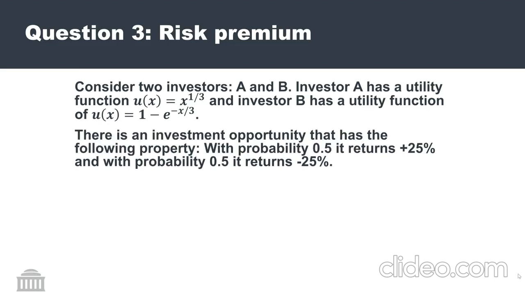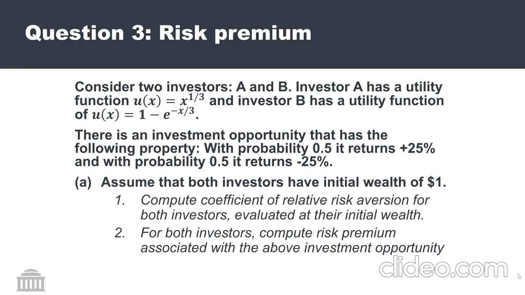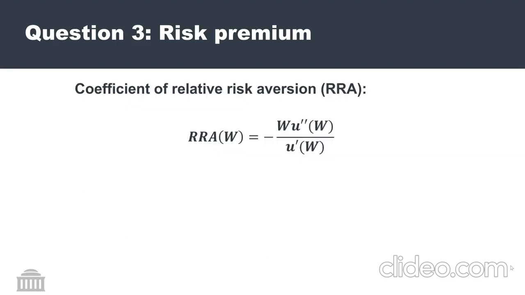There is an investment opportunity that with probability 0.5 returns positive 25%, and with the remaining probability 0.5 returns negative 25%. We will start by assuming that both of these investors have initial wealth of $1. First, we'll compute the coefficients of relative risk aversion, evaluated at their initial wealth. And second, for both of these investors, we will compute the risk premium associated with the above investment opportunity. Let's start by computing the coefficient of relative risk aversion for both of these investors.